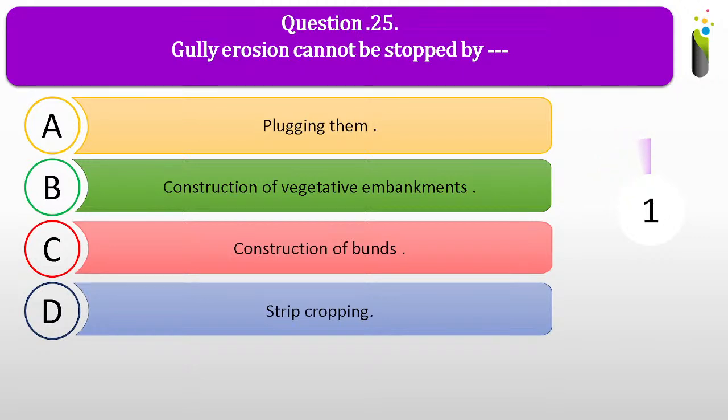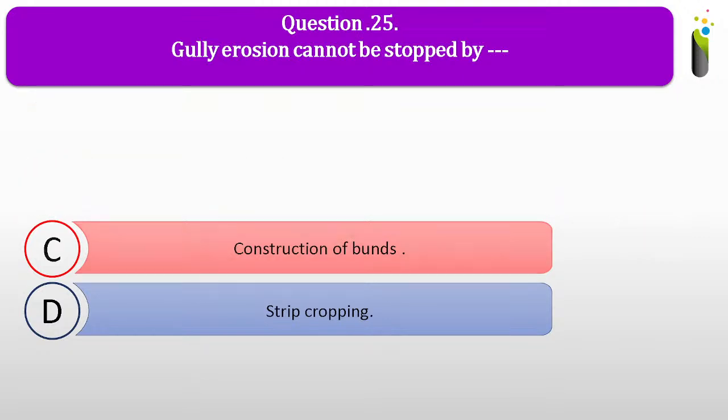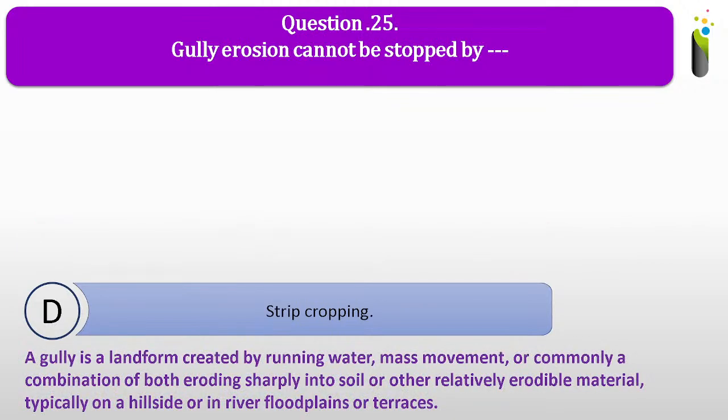So gully erosion cannot be stopped by strip cropping. Remember, a gully is a landform created by running water, mass movement, or commonly a combination of both, eroding sharply into the soil or other relatively erodible material, typically on a hillside or in river floodplains or terraces.